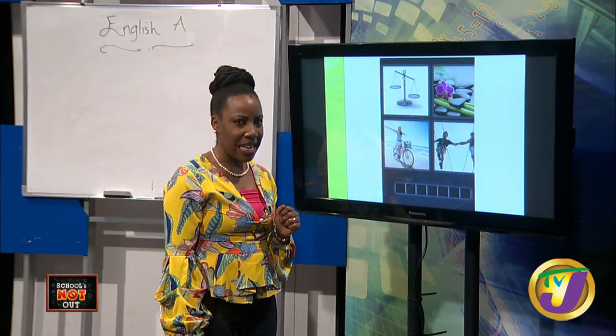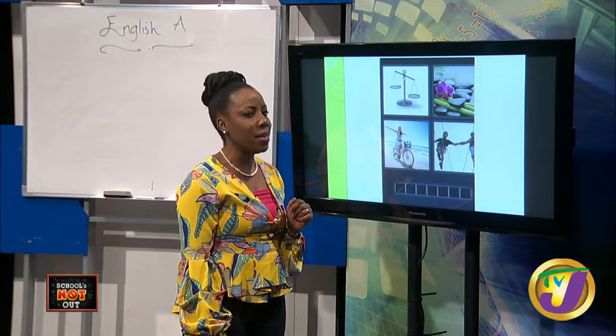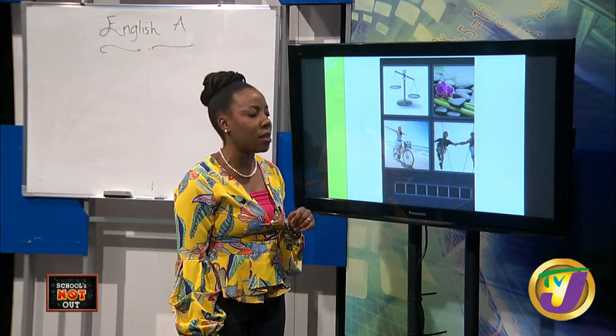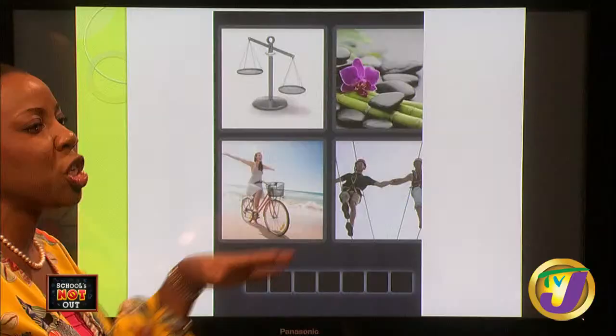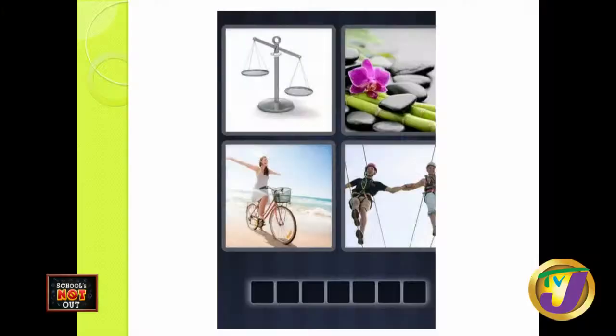Let me give you a hint. The word begins with B. A seven-letter word. This one is easy. Yes, I'm hearing you say, I know that. That's balance. So when we think about spiritual and emotional balance, that's what we get from this picture here. And the others are self-explanatory. Final four pics, one word. This one.